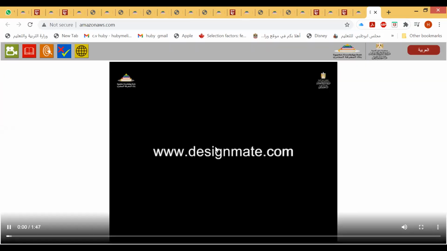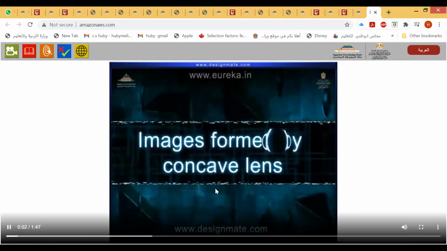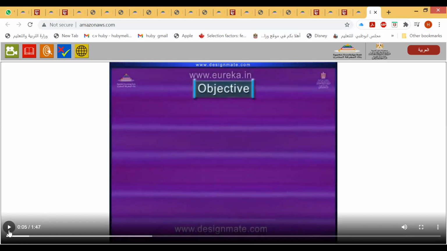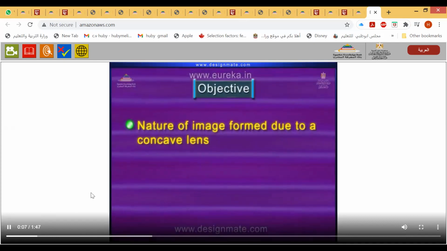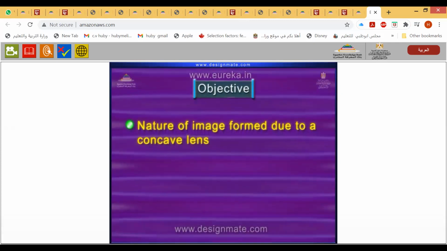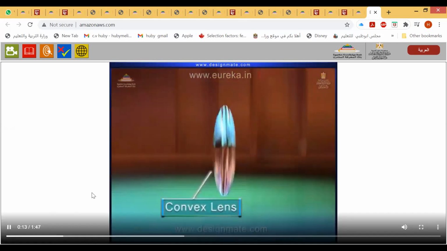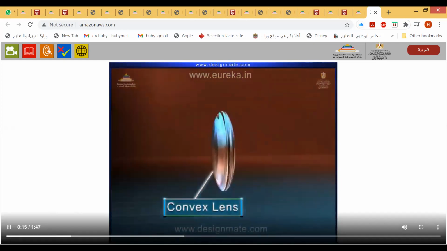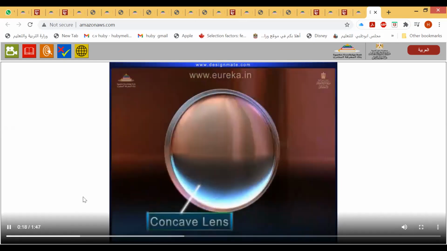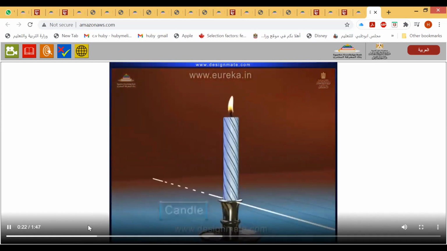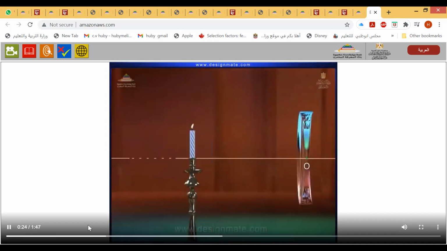Images formed by concave lens. Objective: this is the next type of lens. First convex, this is concave. To study the nature of image formed due to a concave lens. We have already seen the formation of image by using a convex lens. Now replace the convex lens with a concave lens. Place a candle at any point between infinity and the center of the lens O.